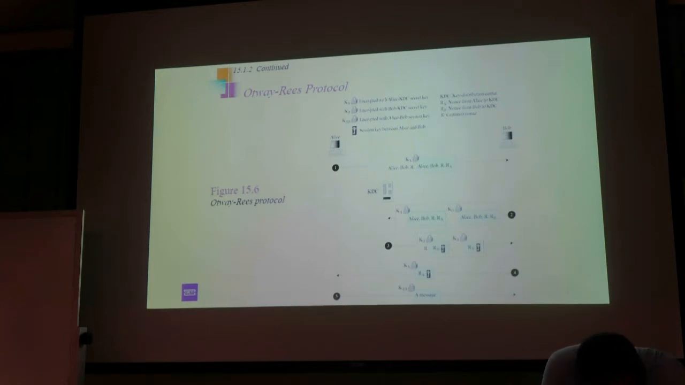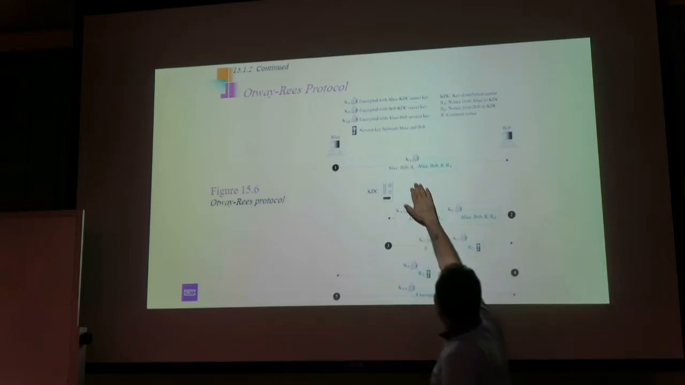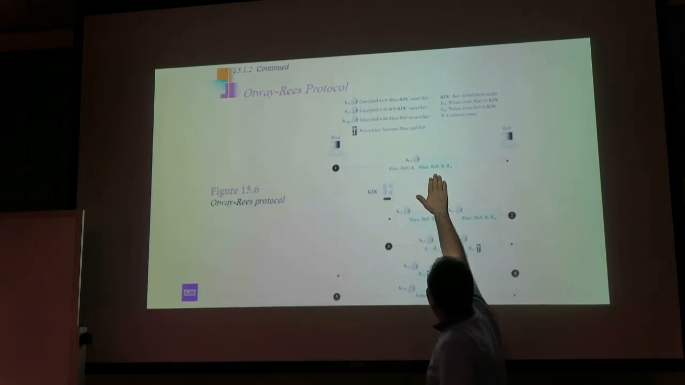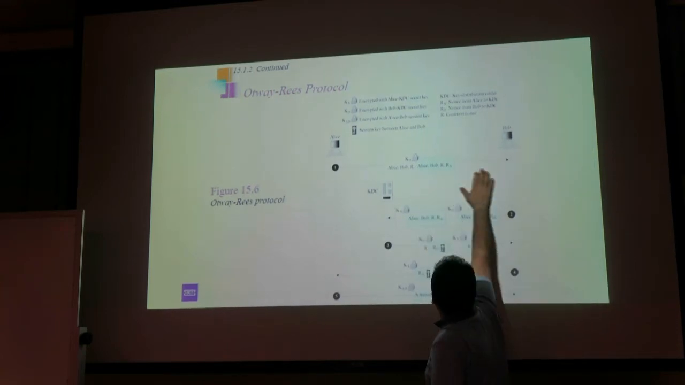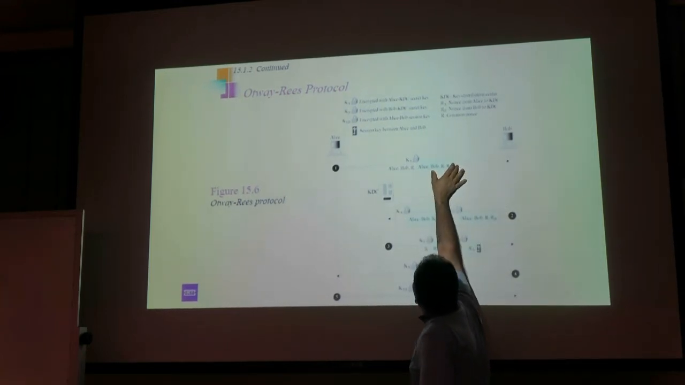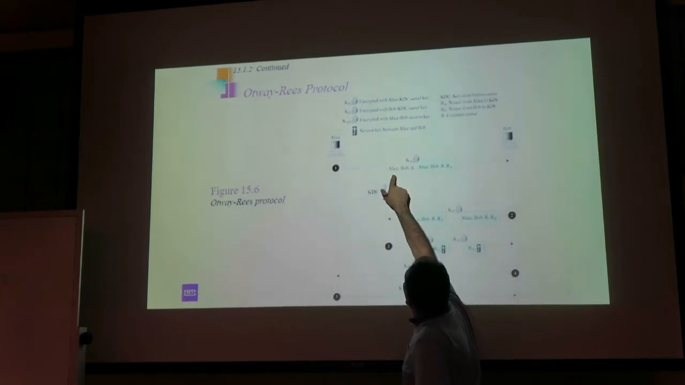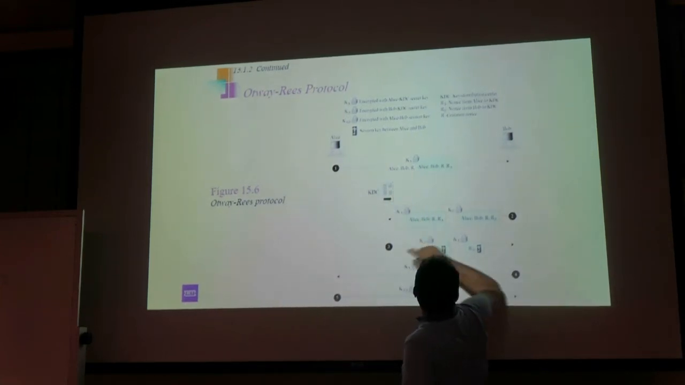Okay, KA is the Alice KDC secret. It will go to Bob, so it's going to go with Bob. Of course, Bob will not be able to open this. He will be able to read Alice, Bob, and the random number.